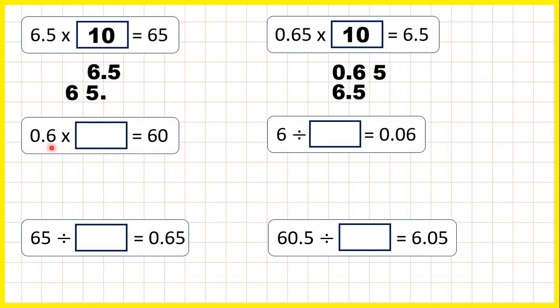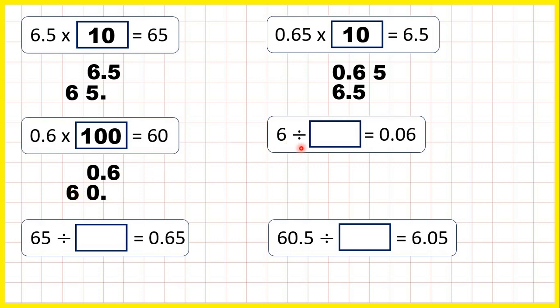Now 0.6 times what equals 60? We can write out 0.6 and copy down the decimal point and write 60 and then the decimal point, so that our tens, ones and tenths are lined up. Now if we look at what's happened to this 6, it's moved 2 squares to the left, and when we multiply by 100, the digits move 2 squares to the left, because in 100 we have 2 zeros, or because multiplying by 100 is like multiplying by 10 and then by 10 again.